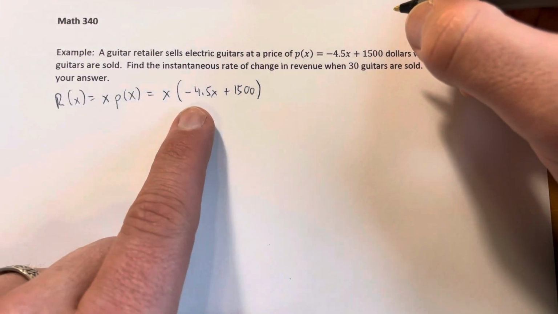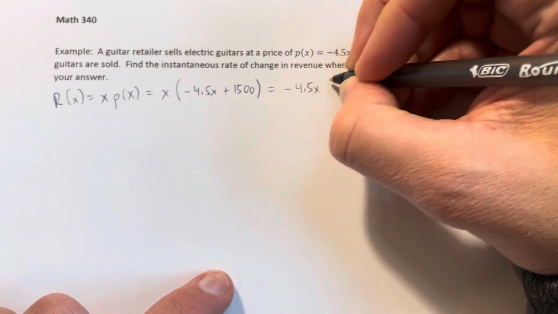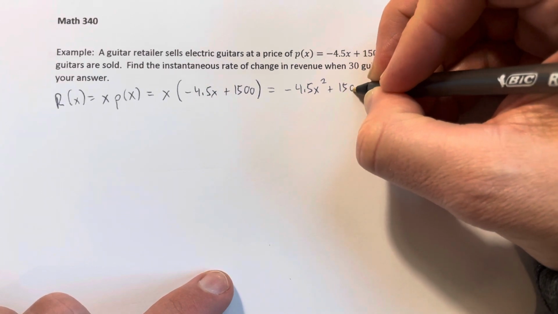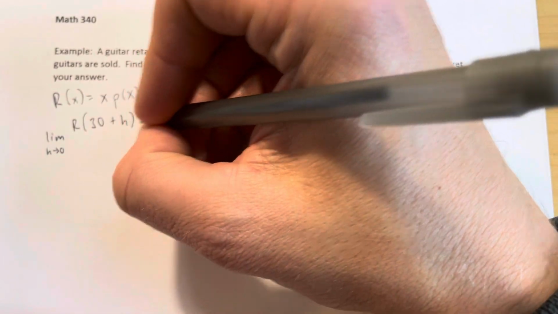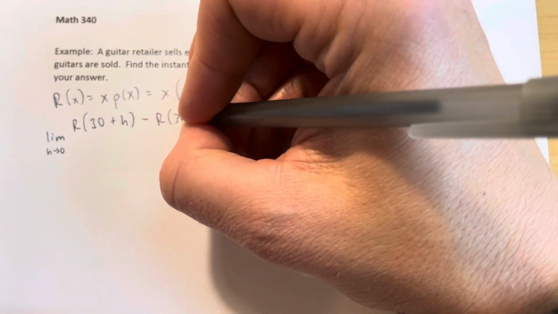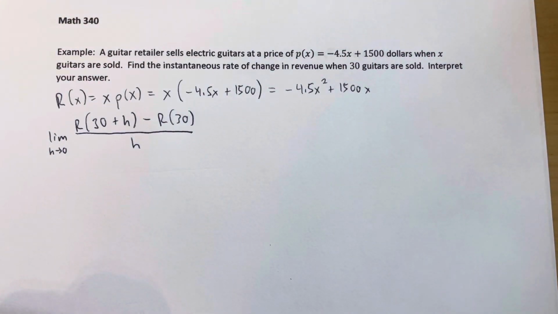Okay, I'm going to distribute that X in: negative 4.5X squared plus 1,500X. That's what we've got now. This is the thing I want the instantaneous rate of change in. It's a limit as H goes to 0 of R of what? Well, 30 guitars are being sold here, so that means it's R of 30 plus H minus R of 30, all over H, okay?